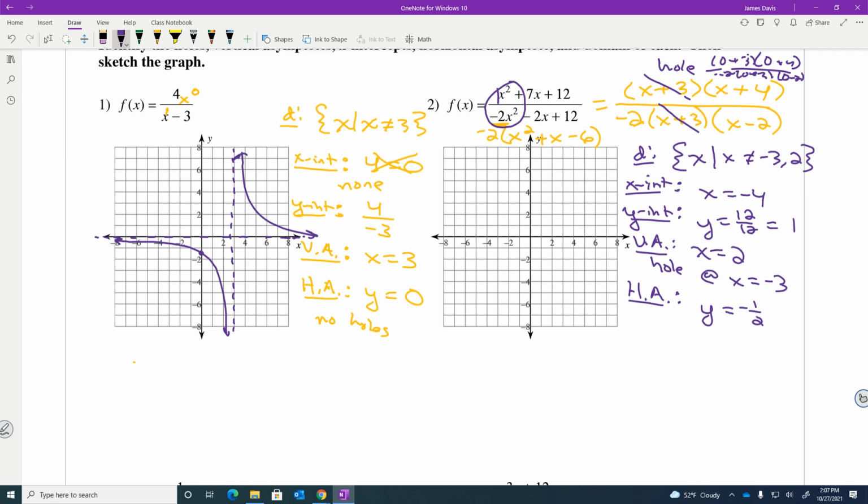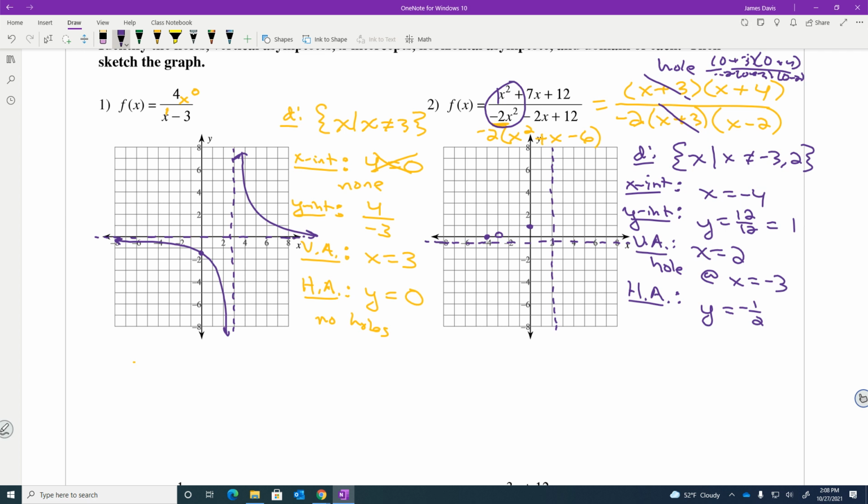Now let's plot these things. The x-intercept is -4, so we're going to put a dot there. The y-intercept is 1. Vertical asymptote at 2. Horizontal at -1/2. The hole, we can't really graph right yet, but I'll show you how we're going to graph that in a second. We know there's going to be a hole in the graph at -3. We just maybe don't know exactly where it is. You can probably guess it's going to be about right here, but we don't know exactly where. You can put it there if you want, but I'll show you that in a second.